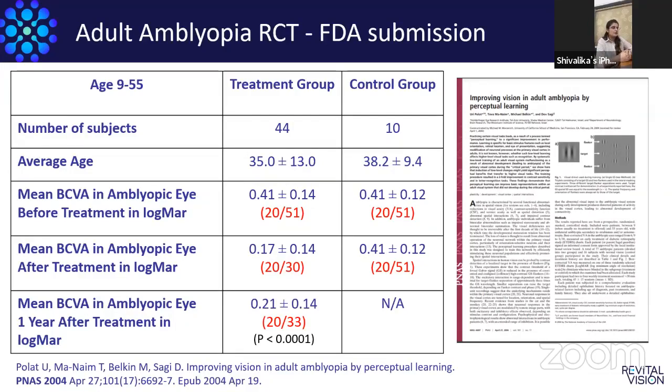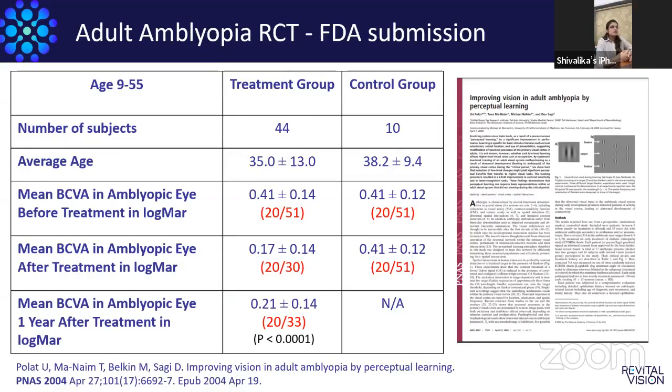no algorithm for Revital. You can see the average age in both the groups is approximately the same, 35 years on average in the treatment group, and 38 years in the control group. The best corrected visual acuity before Revital Vision treatment in the treatment group is 20/51, and similar in the control group as well. After the sessions of Revital Vision are done, there is a two lines improvement in the treatment group, whereas no line improvement in the control group.